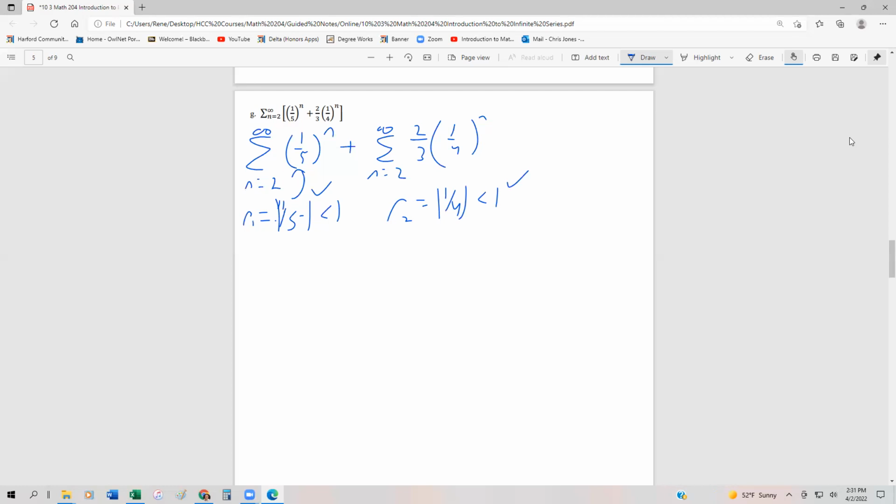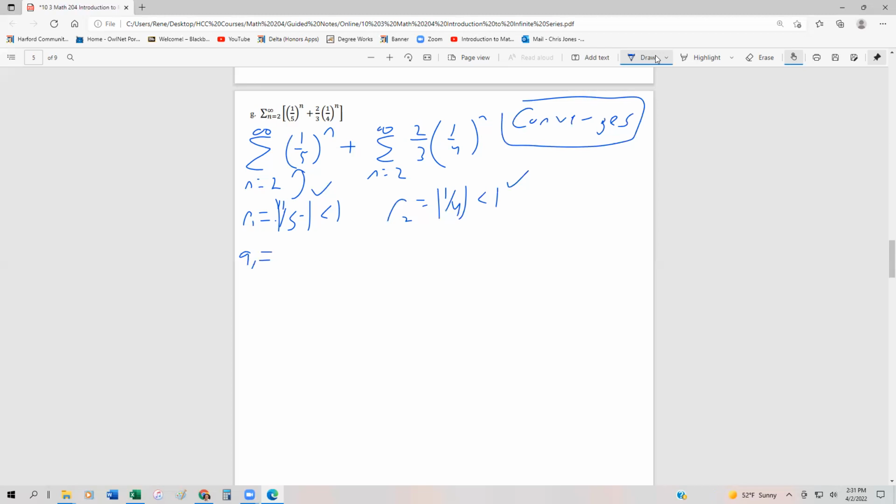So no matter what, we know that this is a convergent series, because they both converge. And again, just like we explained in the previous video, if either of the two series or even both the series are divergent, then the entire series diverges. All right, so this is convergent.